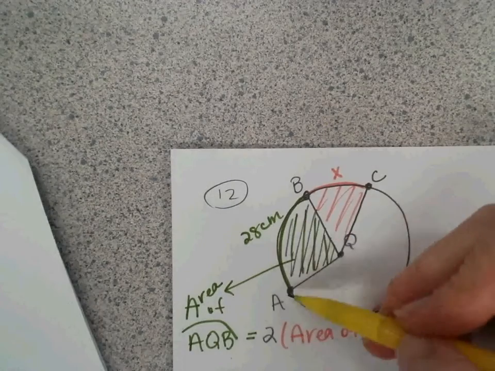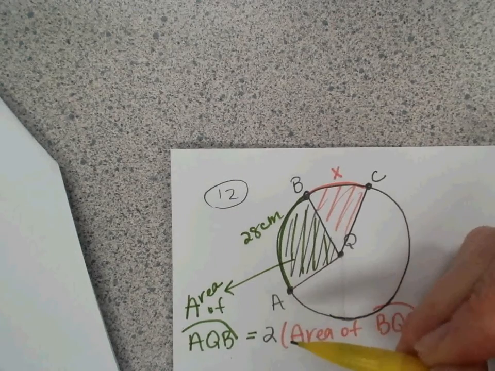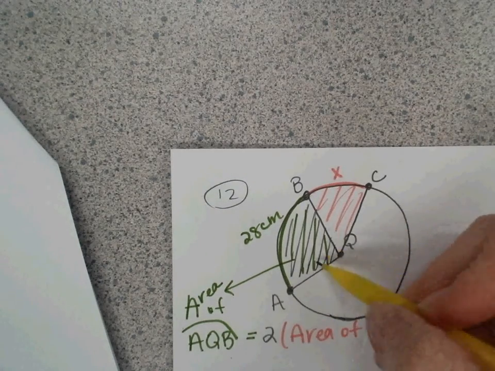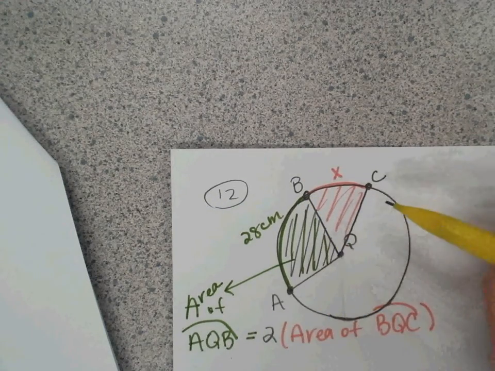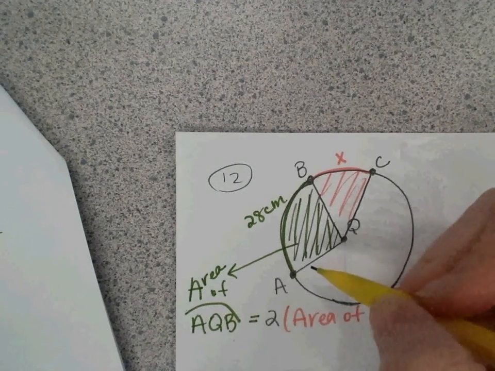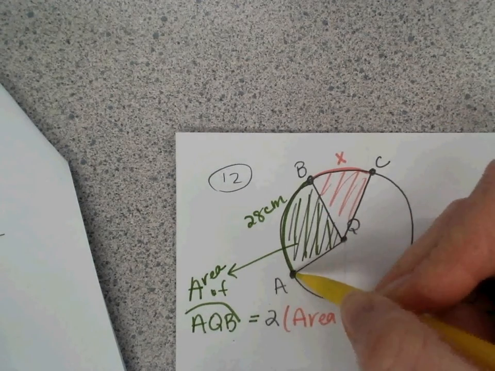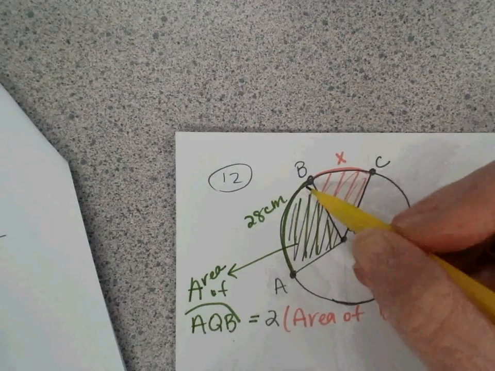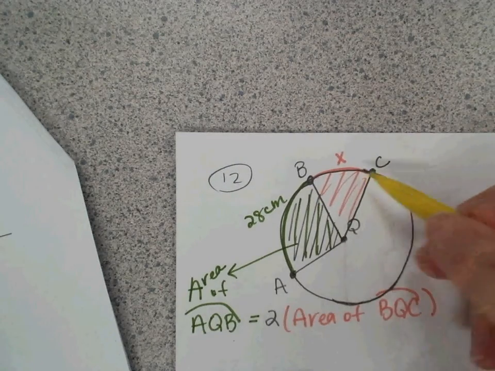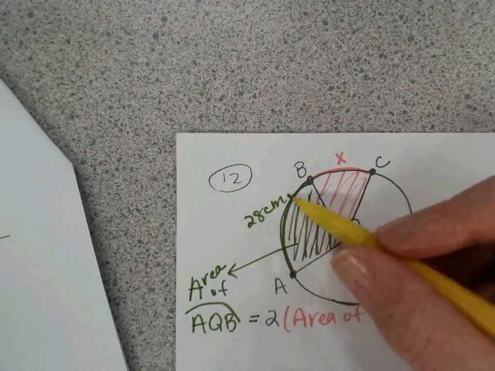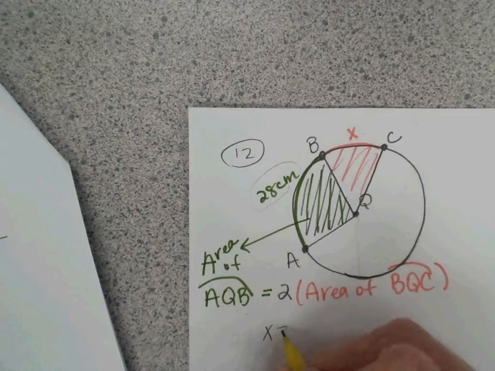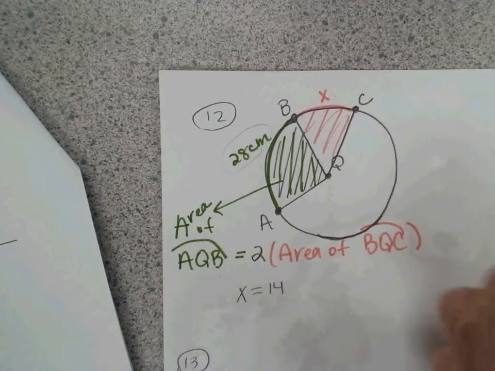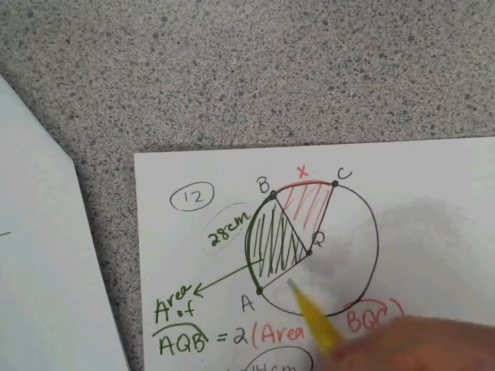It says the length of arc AB is 28 centimeters. So there's a property that needs to come to mind, and that is that the areas of the sectors are proportionate to the length of the arcs that they intersect. So we know that since it is twice the area, this length would also be twice as long as x. So we can logically just say 28 divided by 2 is x, or x equals 14. So 14 centimeters would be the length of arc BC.